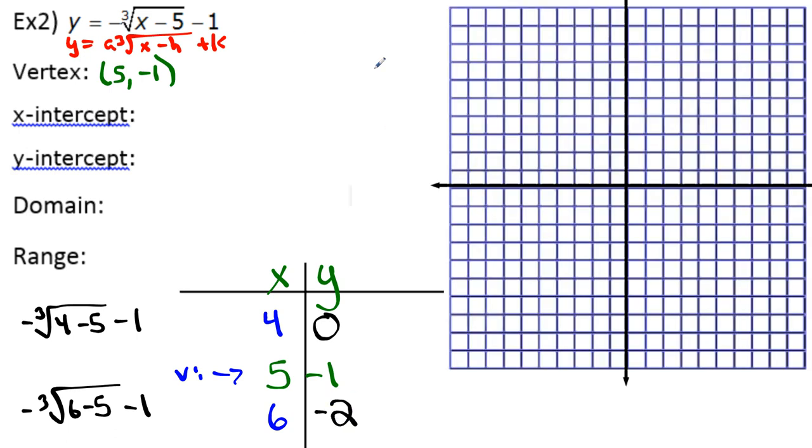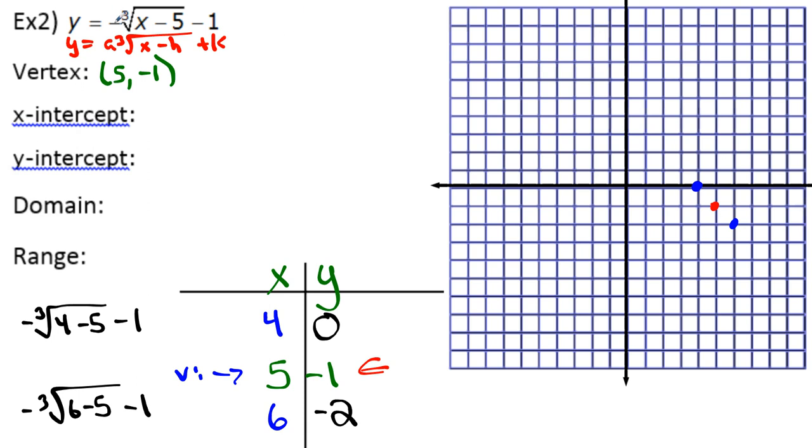Now, let's graph those points. We always graph the vertex first because that's our turning point. 5, negative 1. So that's 5 to the right, 1, 2, 3, 4, 5, down 1 right here. We got 4, 0 being one of our points to the left, and then to the right, 6, negative 2 right here.